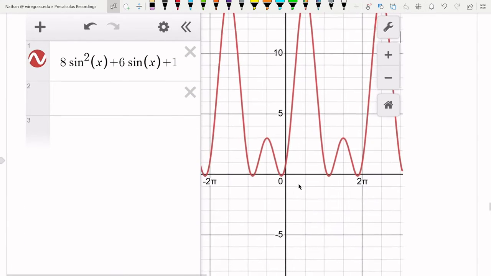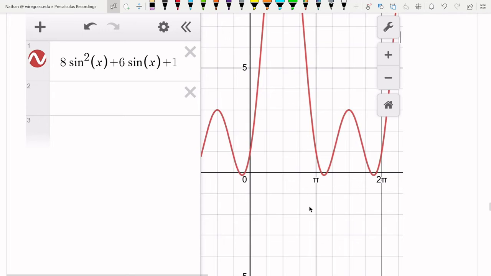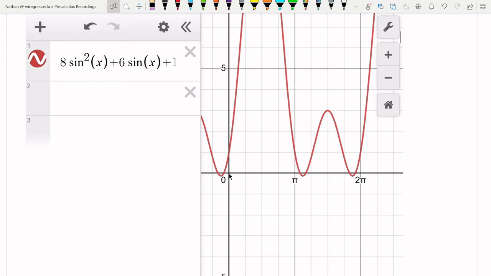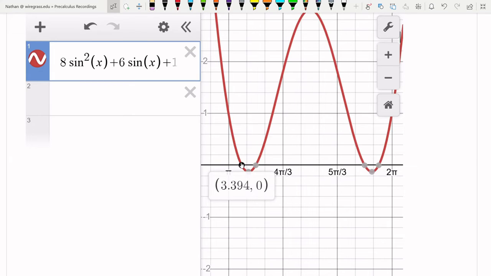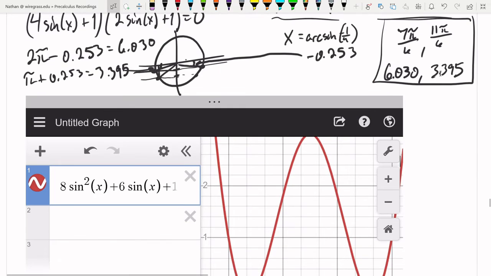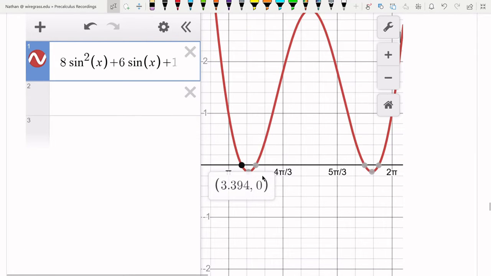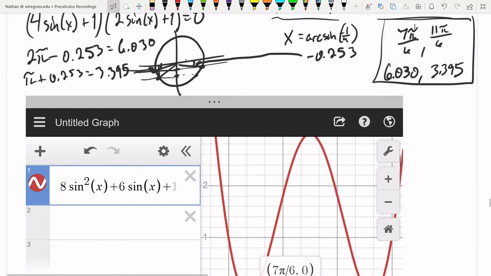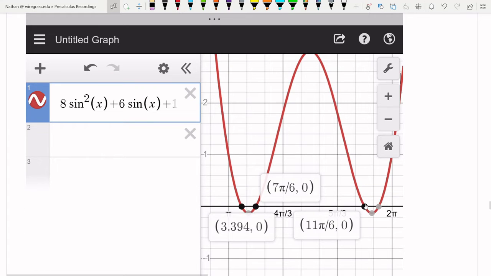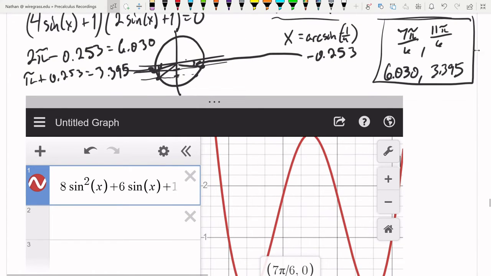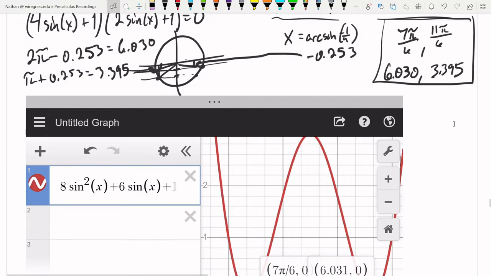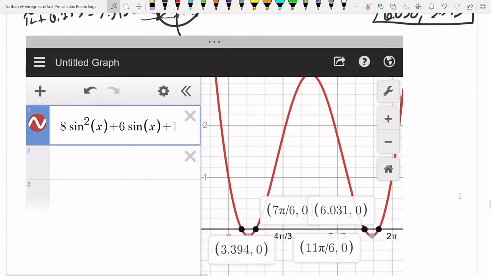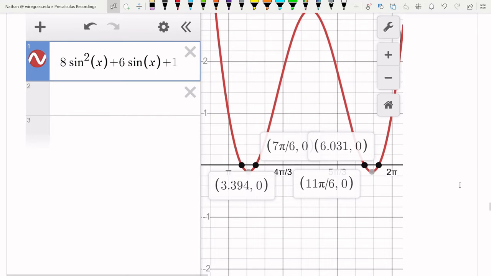Here's the graph. It looks kind of strange. We're in this 0 to 2 pi range here. So starting from this spot all the way to 2 pi, you can see it crosses the x-axis 4 times. 3.394, that's what I have here. 7 pi over 6, I have that one right here. 11 pi over 6, that one I also found. And finally, 6.031, which is this angle right here. So I found all 4 that I was looking for.